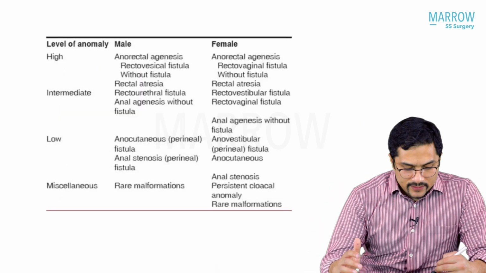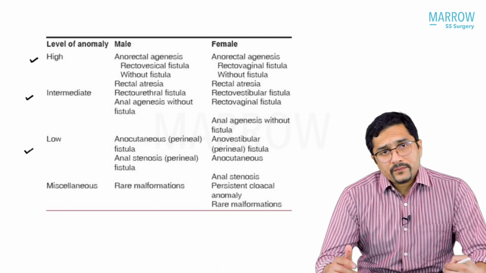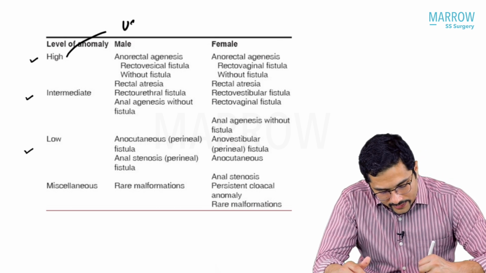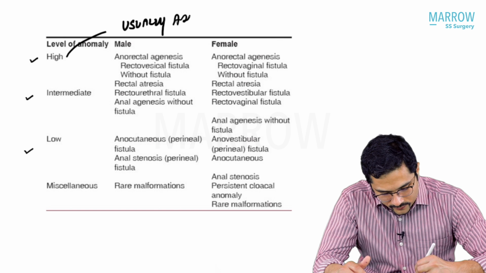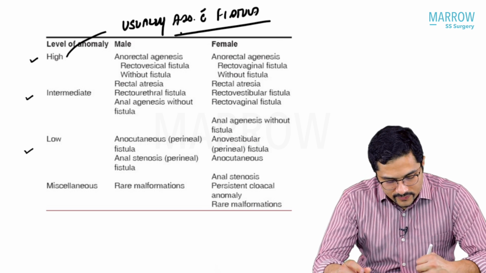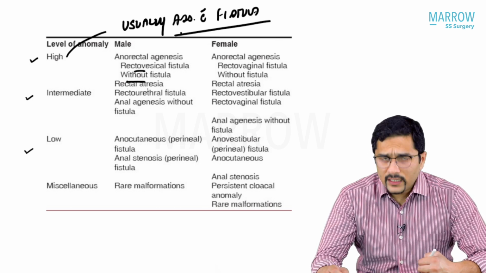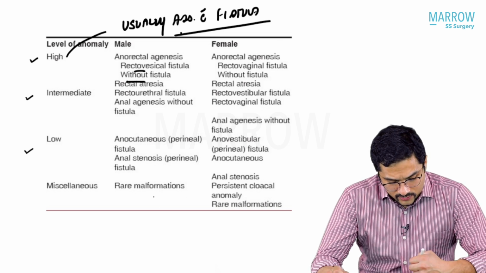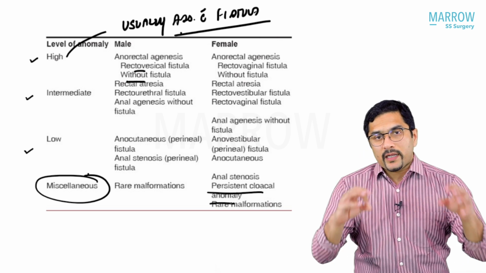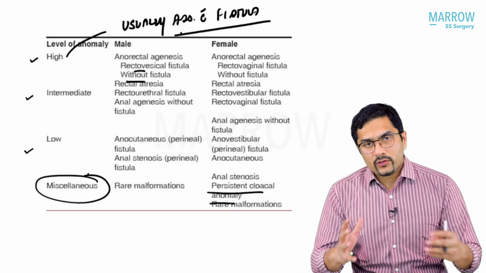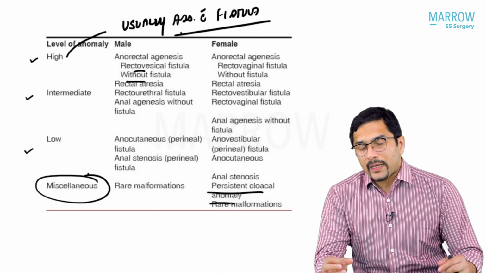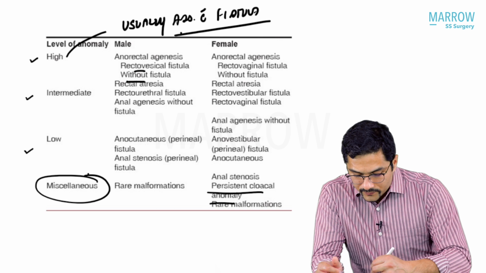So again, anorectal abnormalities can be high, intermediate or low. High abnormalities are usually associated with a fistula. So you have anorectal agenesis with a rectovesical fistula. Rectal atresia can be there. The miscellaneous abnormality, especially in females, is a persistent cloacal abnormality, which I have just explained, where there is a common passage for the fecal matter, the reproductive passage and the urinary passage. That is known as a cloacal opening.